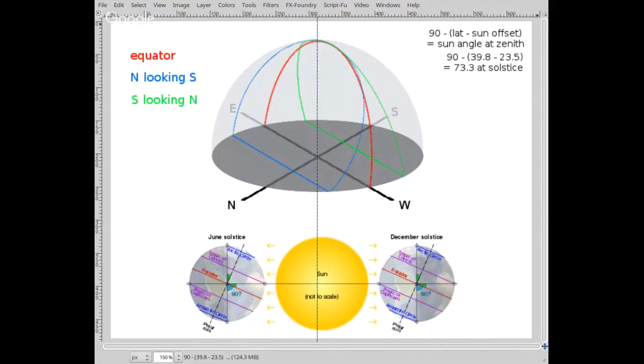This is just a quick spur of the moment hangout. I'm just kind of thinking out loud. I've been trying to, as you can see, draw some idea of the movement of the sun across the sky.